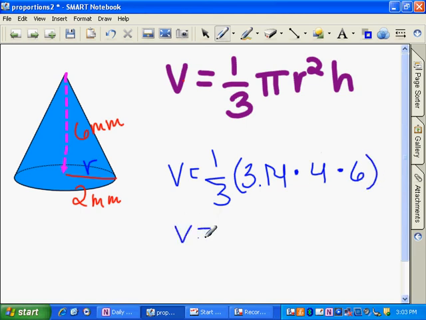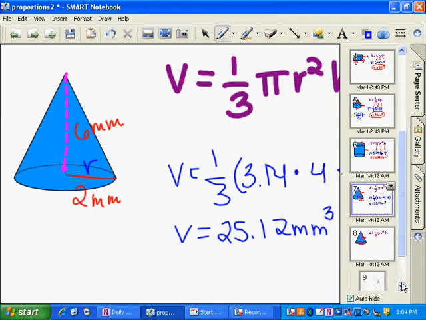So here what you want to do, don't use 0.3 for 1/3 because it's going to make your answer off a little bit more than others. Instead, just divide by 3. You'll get a little bit more accurate answer. I know we're already rounding pi right here, but just to help us get a little bit of a better answer. So I'm going to do 4 times 6 times 3.14, and I get 75.36, but I'm going to divide by 3, and that gives me 25.12 cubic millimeters.